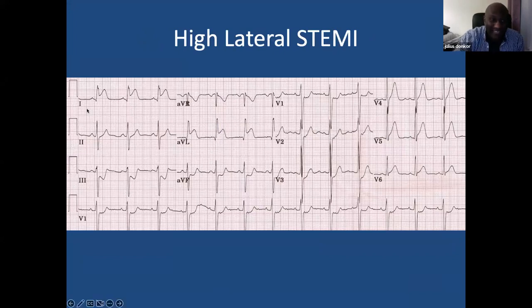So you get ST elevation in lead one. We covered this last time, lead one and aVL. You get reciprocal changes in your inferior leads here, so lead three and aVF.